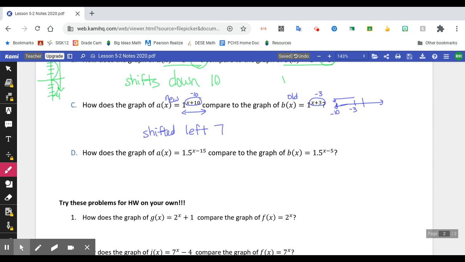Okay? So let's go here. Next one. Same thing. This is my new graph. This is my old graph. Okay? Remember, this was a positive 15 when they put it in here, and this was a positive 5 because they're subtracting. So they went to the right because it was positive. So if I have my graph here, right? If I'm at 5 here and I go over here to 15, that means I'm going to the right 10.